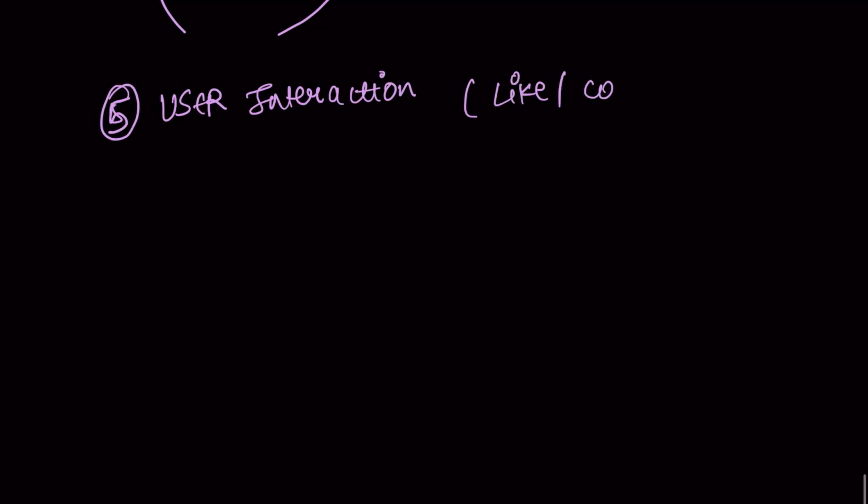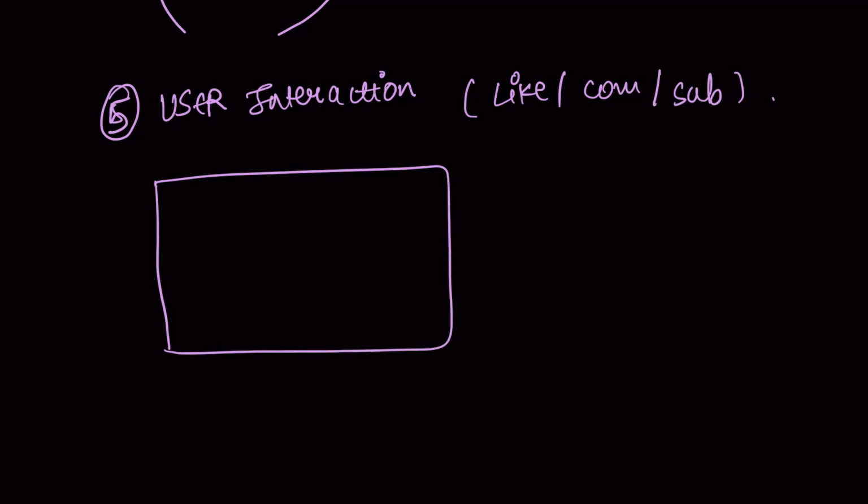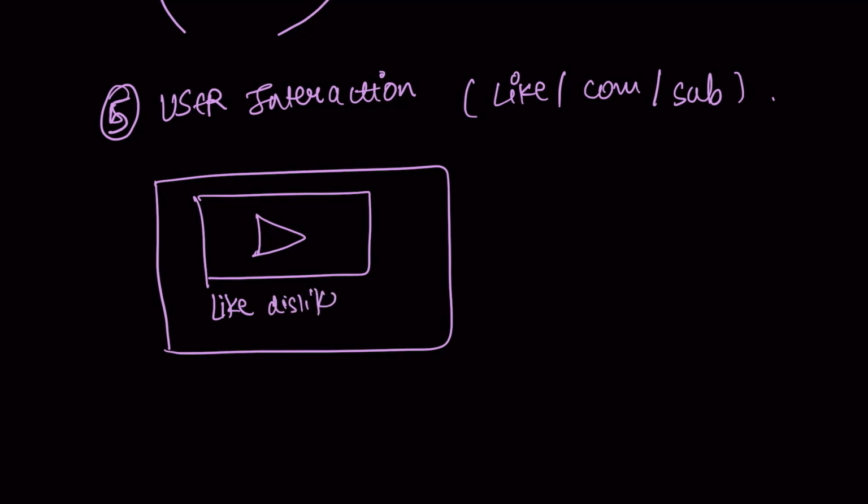And then we have user interaction, the fifth core feature, and over here I am talking about likes, comments, and subscriptions, okay? So every time on YouTube you see a video, you particularly like a video, suppose you dislike a video, you subscribe to the channel because you like their videos, then there is also the comment section if you want to comment on their video.